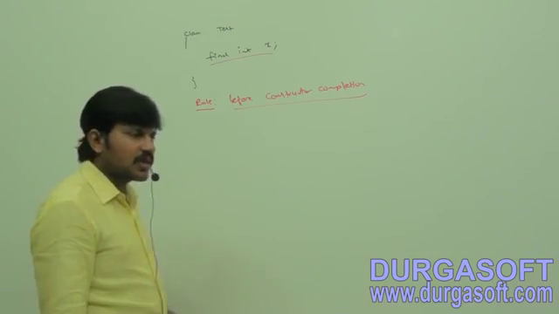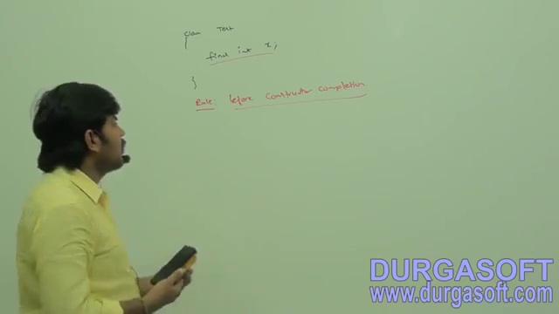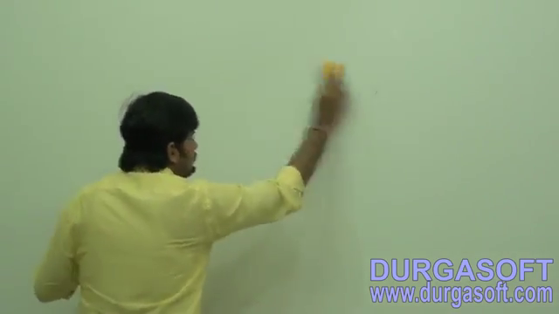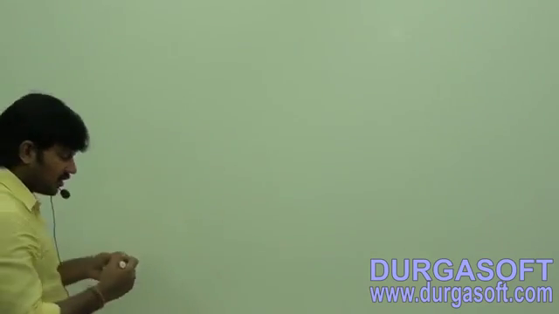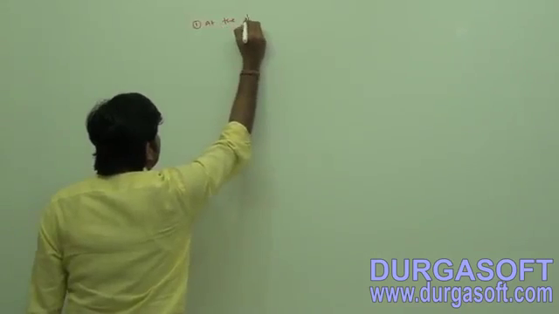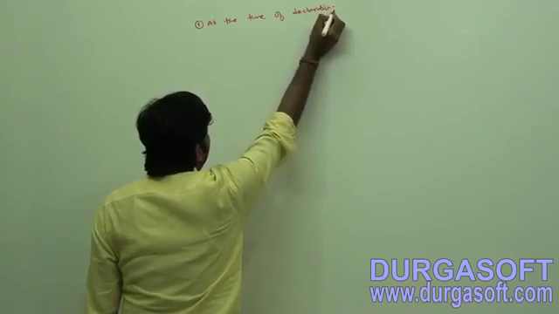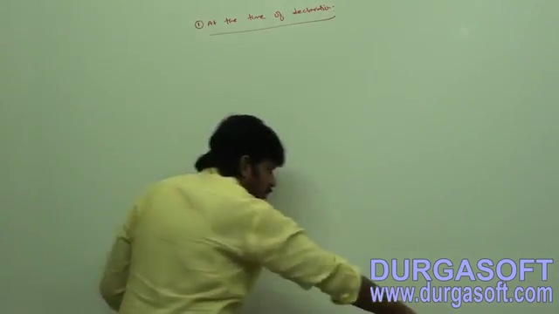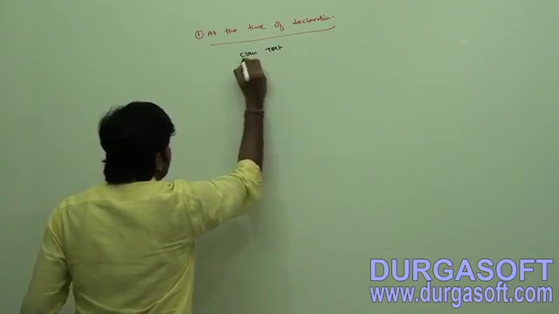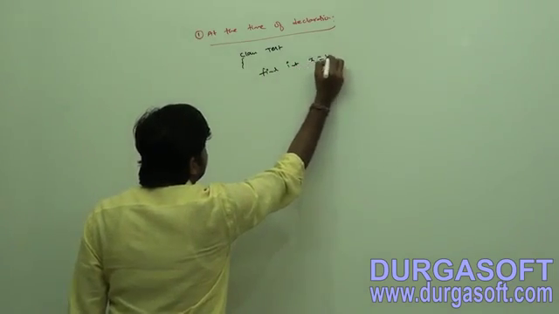Sir, what are the various places for that? The following are the various places. First place, at the time of declaration. For example, class Test, here final int x is equal to 10.